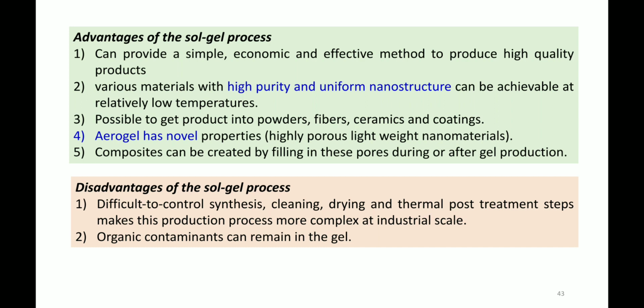Simple in the sense we can easily do it in the lab, economic and effective. Second, various materials with high purity and uniform structure can be achieved at relatively low temperature. The purity is high and the structure is uniform, and you can get it at low temperature. It is possible to get products in powder, fiber, ceramic and coating form.